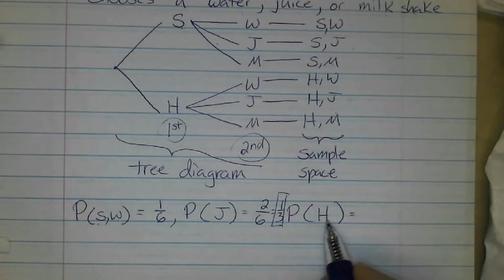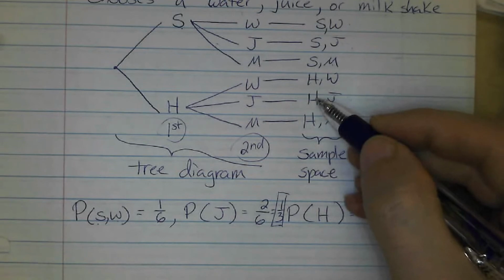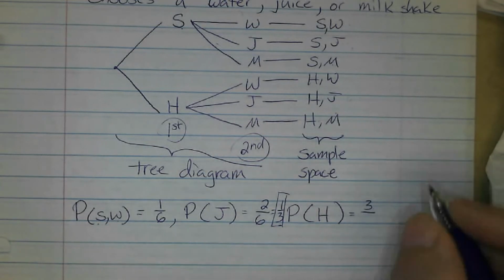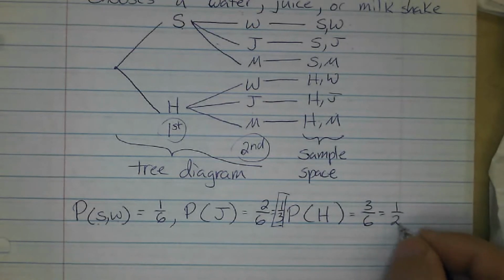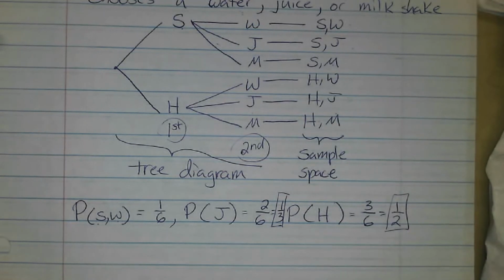Next, the probability of a hamburger. There are 3 combinations with a hamburger out of 6 total combinations in the sample space, and that reduces to 1/2. And that's it for Chapter 9, Section 3. If you need more examples, check out the extra video.